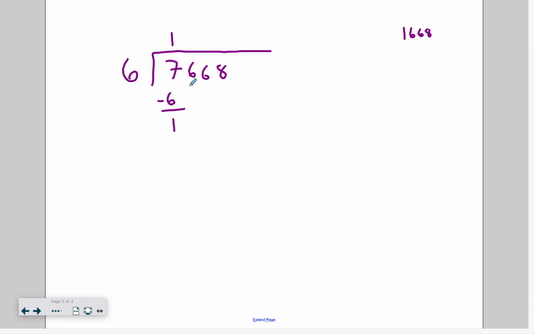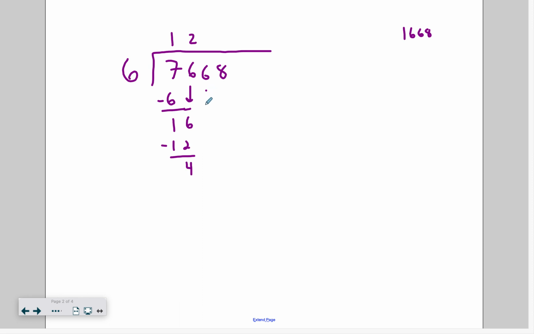Okay, now we continue the process. Can I subtract 6 from 1? No. Bring this 6 down. Can I subtract 6 from 16? Yes. How many times can I subtract 6 from 16? Well, 6 times 2 is 12. So you want to go the highest multiple of 6 that's not over 16, which is 2. 2 times 6 is 12, and we subtract again to get 16 minus 12 is 4.